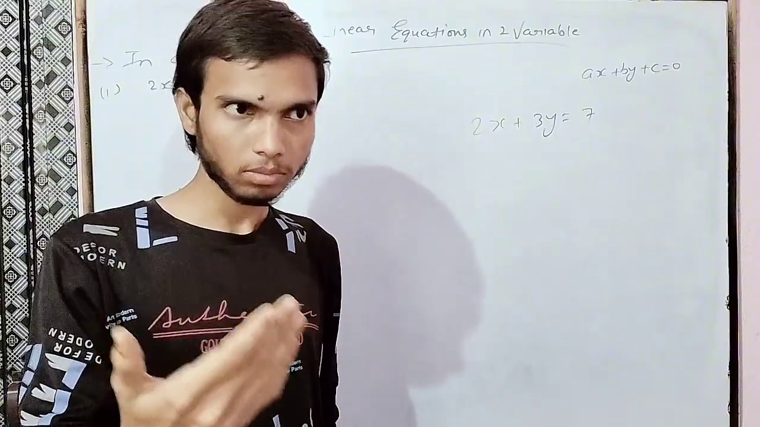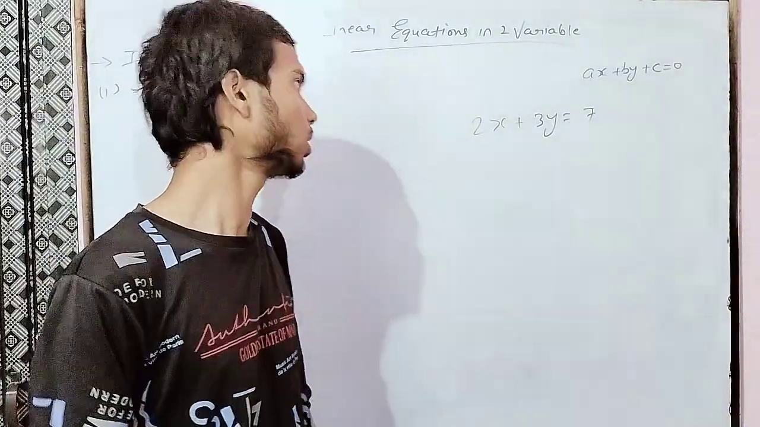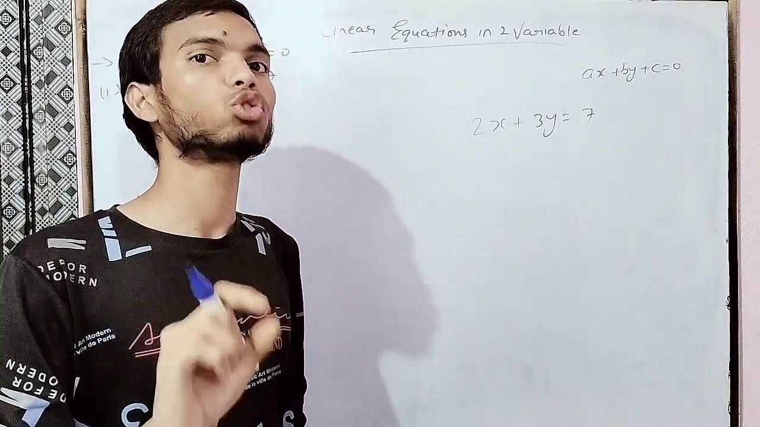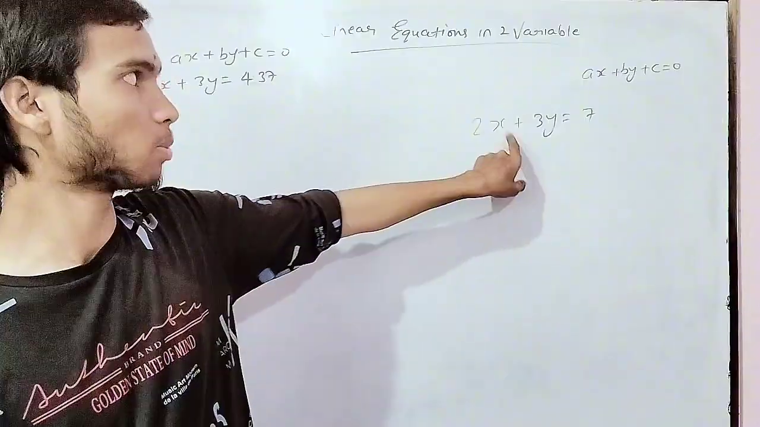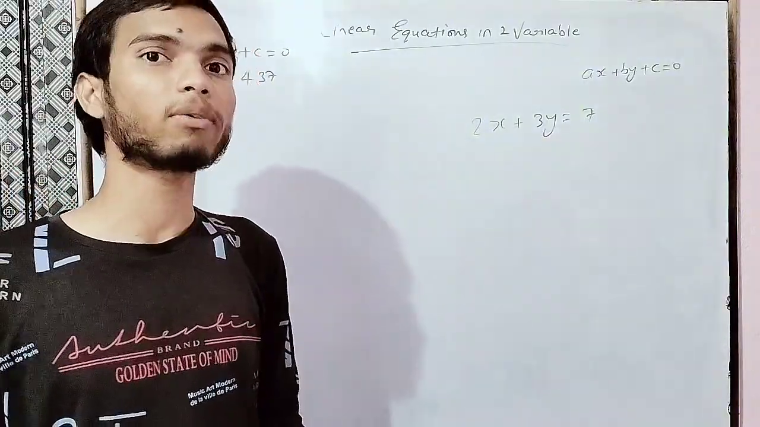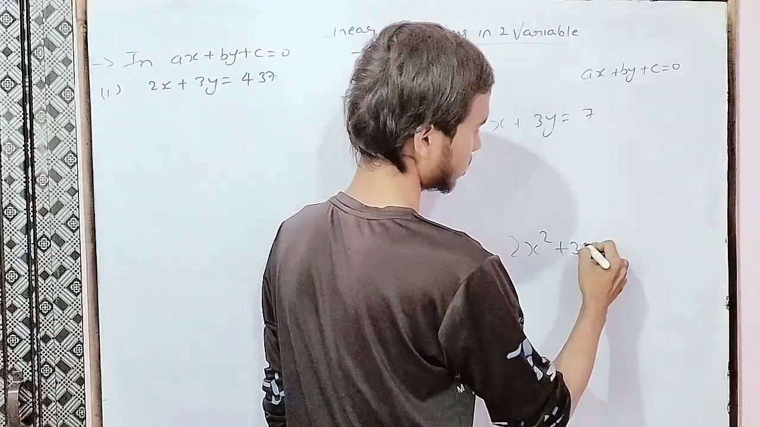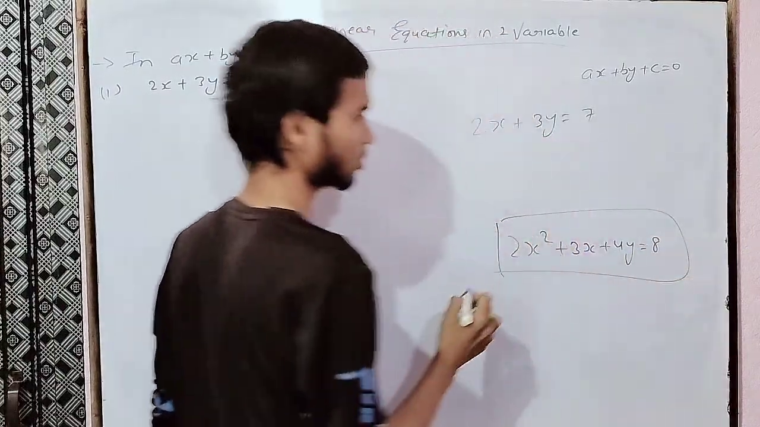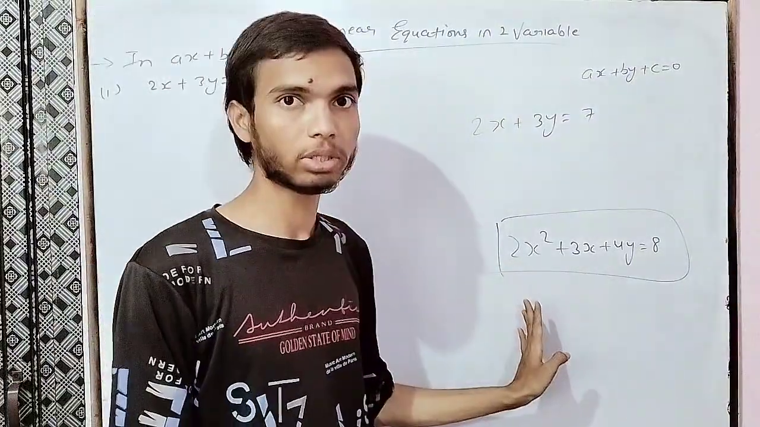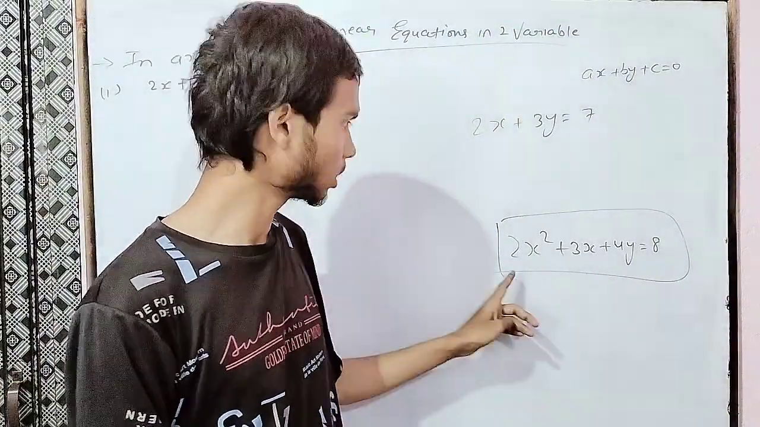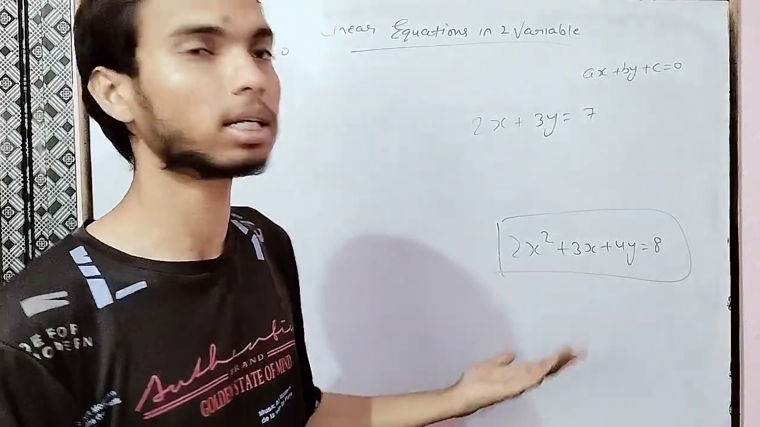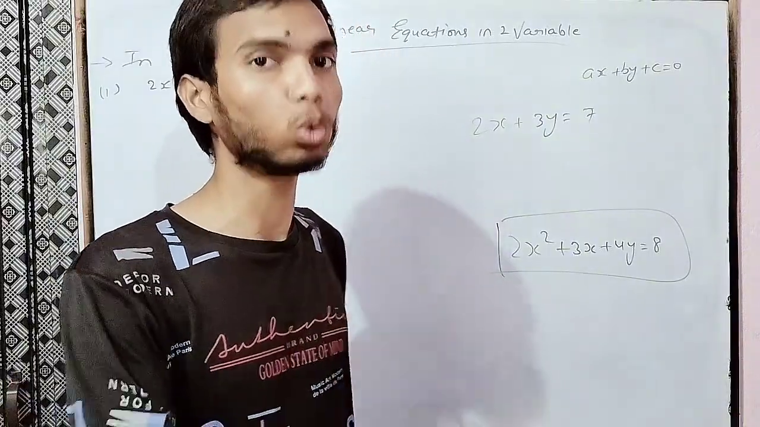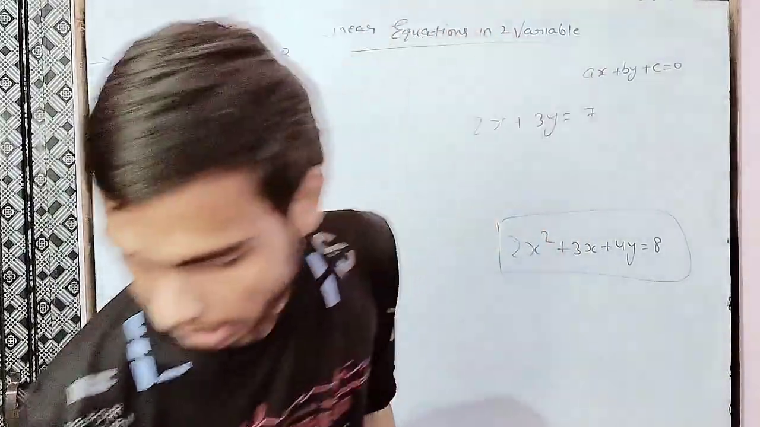We are not understanding polynomial. So a linear equation means the exponent of a given variable should be 1. You can see here the exponent of the x variable is 1, and the exponent of the y variable is 1. So you cannot say that this is a linear equation. No, this is an equation in two variables, but it is not a linear equation. Rather, it is a quadratic equation because the exponents of the given variable are 2. That's how you will identify.